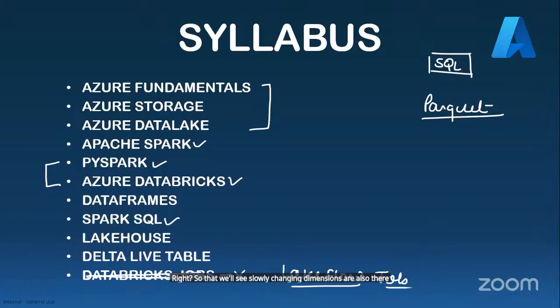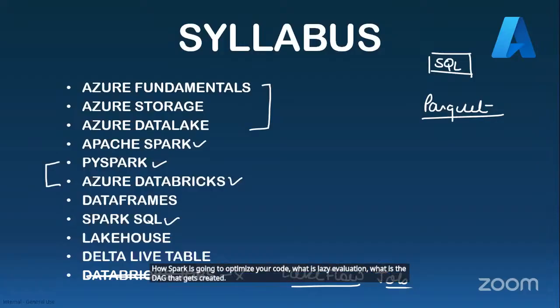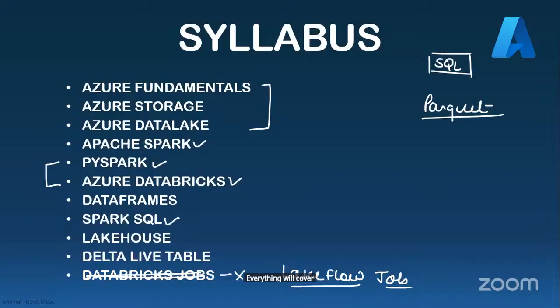Performance considerations. How do I improve the performance of my code? How Spark is going to optimize your code, what is lazy evaluation, what is the DAG that gets created, right? What is data shuffling and all of that? What is partitioning, data skipping, right? Z ordering, liquid clustering, and different Spark configurations that you can do to optimize your data. Everything will cover. All right.